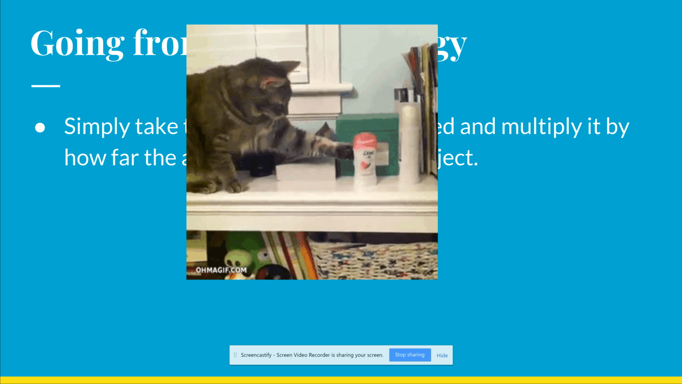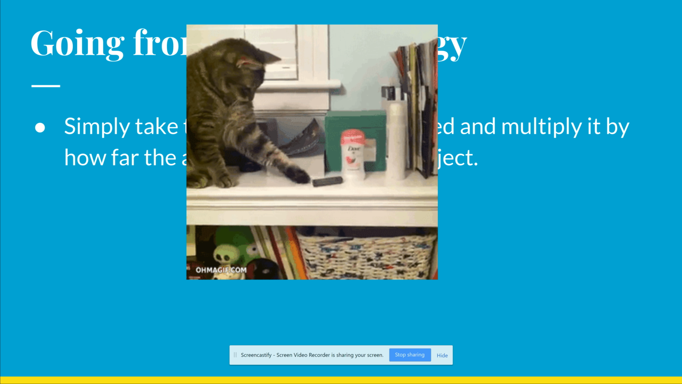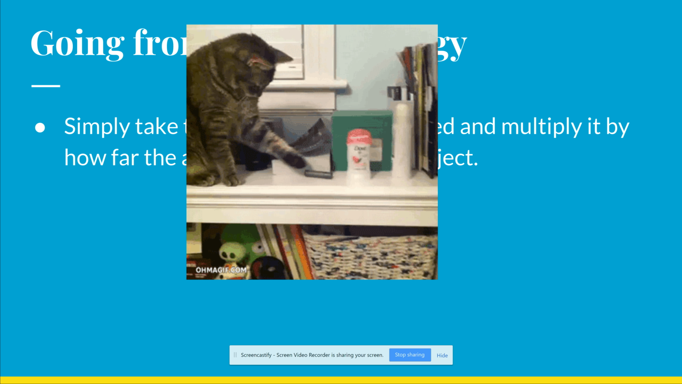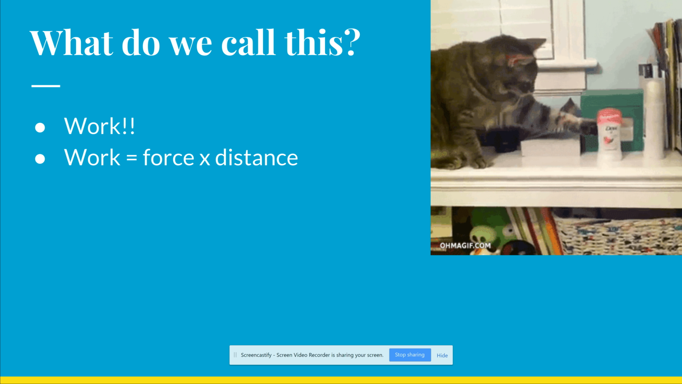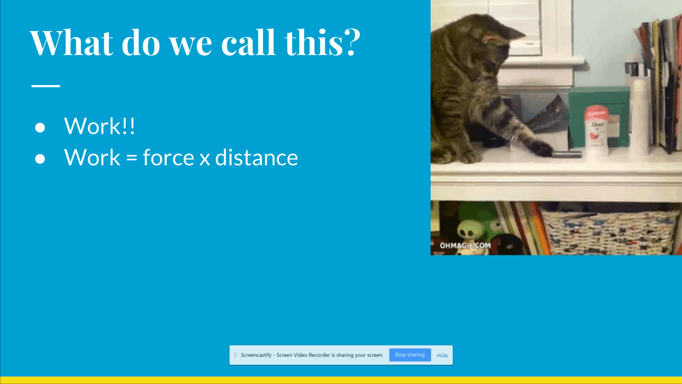For example, we have the kitty, meow, right? The kitty is applying a force. The kitty is moving an object. The kitty is using energy. Okay, and what do we call this? We call this work. Okay, force times distance.